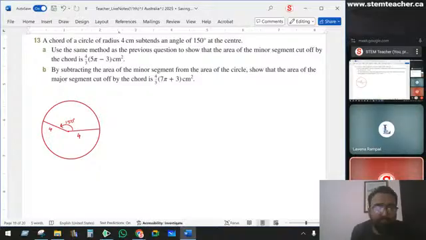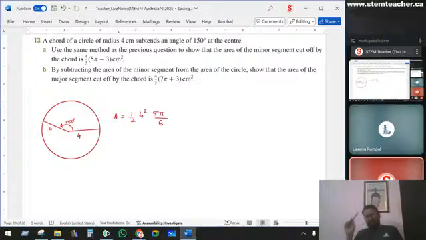To show the area is equal to 1 by 2 r squared theta, 4 squared and theta is 150. 150 means 5 pi by 6. 180 by 6 is 30, times 5 is 150. So you can take it as 4 by 3, it is 4 into 5 pi by 3. This is the area of the sector.